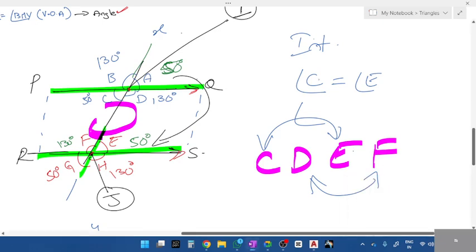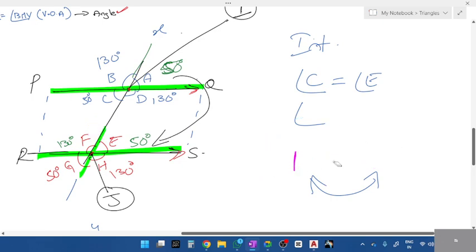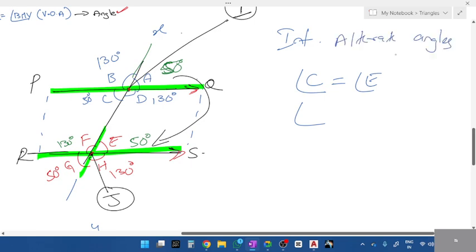So what do you call this? Interior. How are they related? Alternate. So what do you call them? Interior alternate angles. What are the other two angles which are equal? 130 and 130, D and F. So we'll have only two pairs of interior alternate.